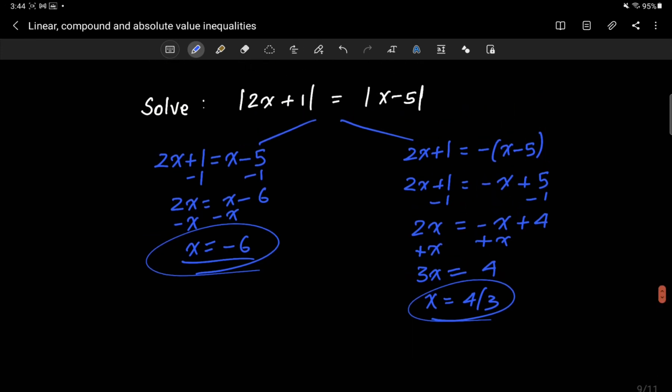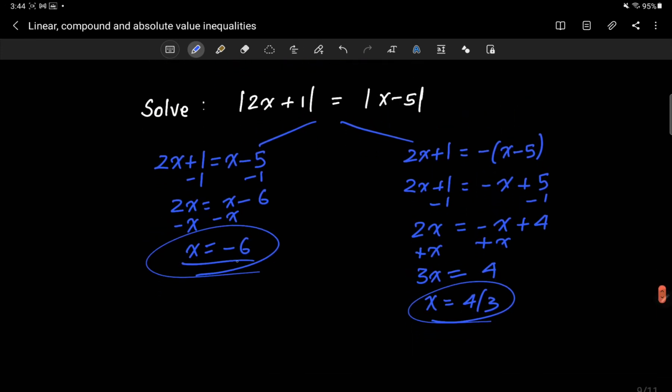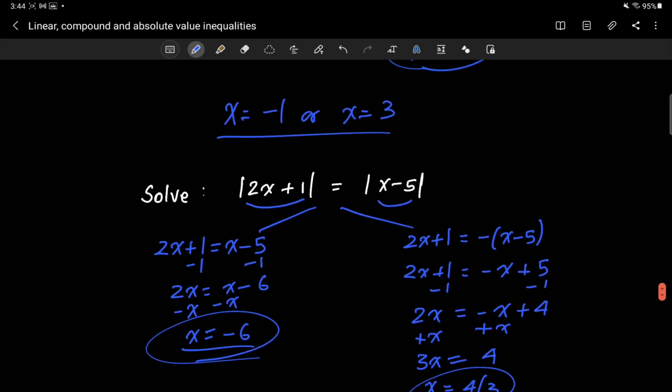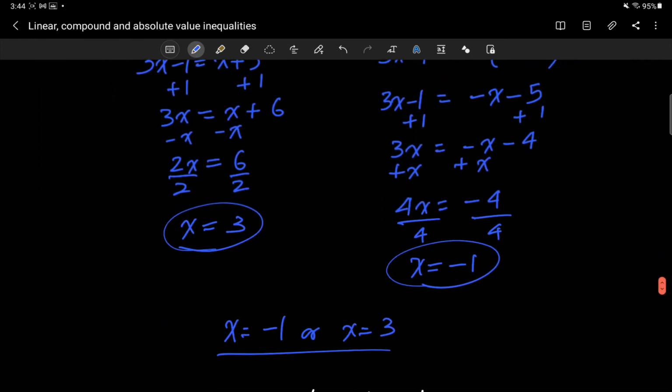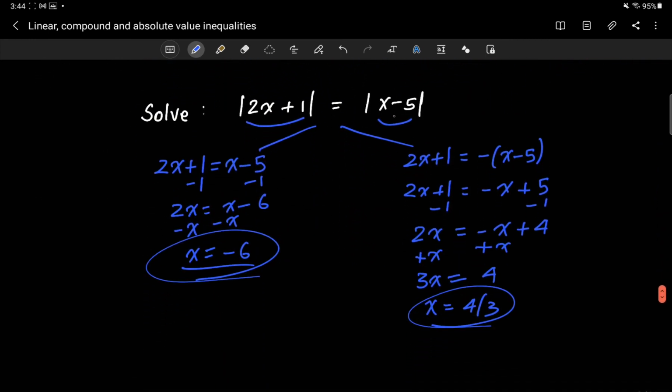What are these solutions really saying? They're saying that so long as x is one of these values, the distances of these expressions are the same. And so the distance of x from 5 and 2x from negative 1 is the same.